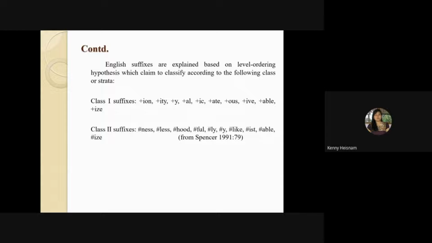The first criterion is based on their source of origin. The class 1 suffixes mostly belong to Latin origin, and the class 2 suffixes are mostly of Germanic origin. And looking at phonological and semantic features, class 1 suffixes are generally attached to bound roots, and they are less transparent and less productive as compared to class 2 suffixes.